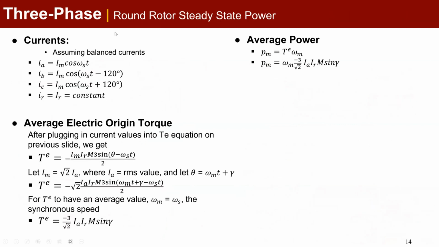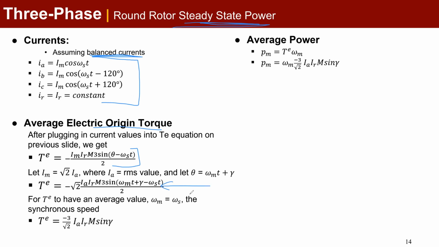Okay, now let's take a look at the steady state power. This is what we're focused on, the steady state, right? So let's take a look at the average power when we are given these balanced currents, when they're about 120 degrees phased from each other. When we're given that, we're able to find the average electric origin torque, and we get this equation here. And then from here, we do some more substitution, and we get this equation right here.